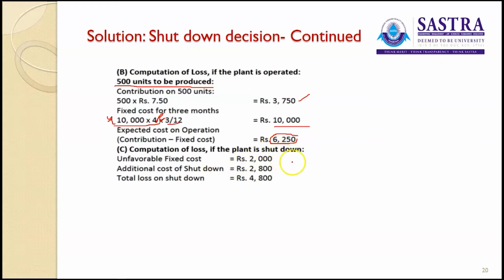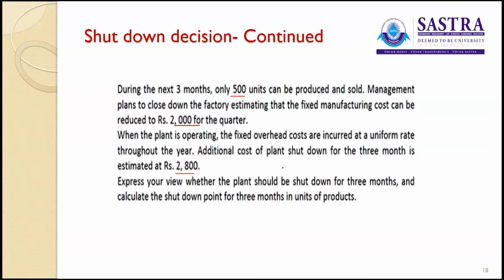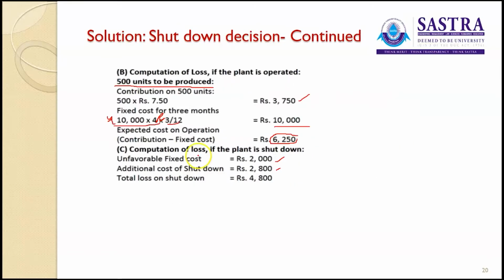And the plant is shut down. It is given, you are going to have 2,000 rupees and 2,800 rupees. See here. It is given that when the plant is operating, the fixed costs are incurred at a uniform rate throughout the year. That's why we have calculated 10,000 units into 4 into 3 by 12. Now the additional cost is 2,000 rupees, even if it is closed off, it is estimated that the fixed manufacturing cost is 2,000 rupees, and an additional cost of the plant is 2,800. So this is calculated here. If it is shut down, we are going to incur 2,000 rupees and 2,800. So the total loss is 4,800.